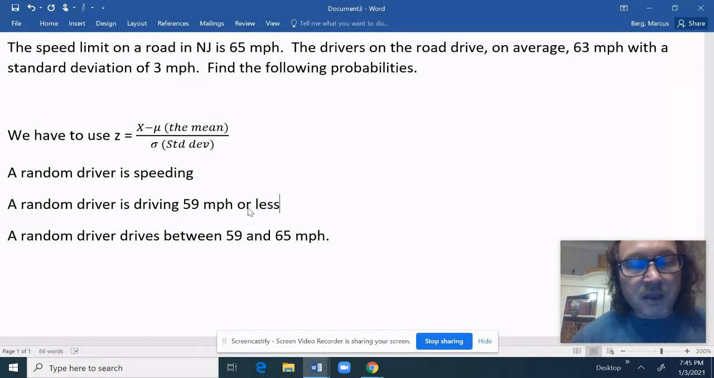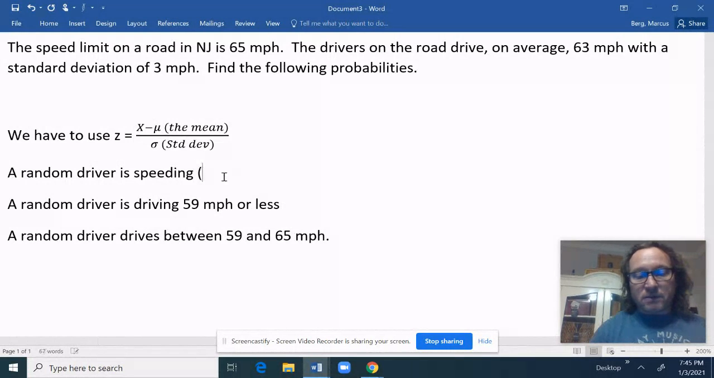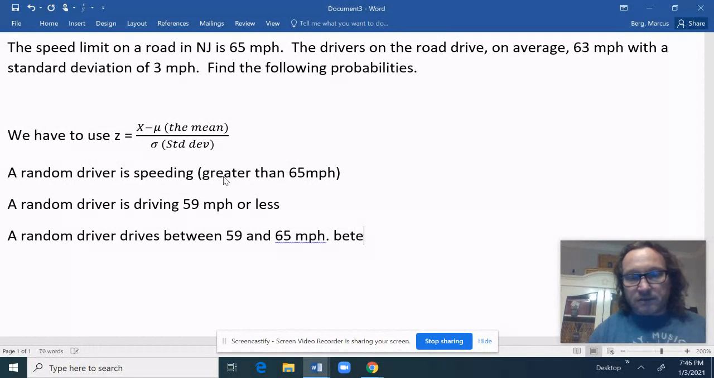So we've got our greater than, because speeding would be greater than 65. Always start by trying to figure out what we're trying to do. Then 65 miles per hour would be this one. This one's obviously less than 59 miles per hour, and this is my between. Those are the three that we were trying to figure out how to do when we left last year behind.